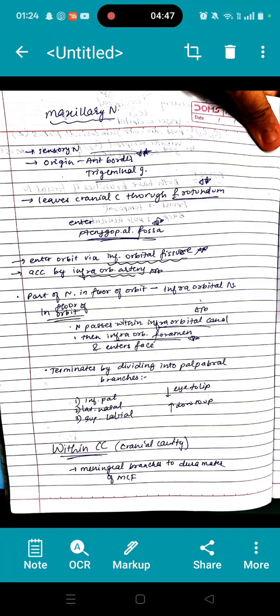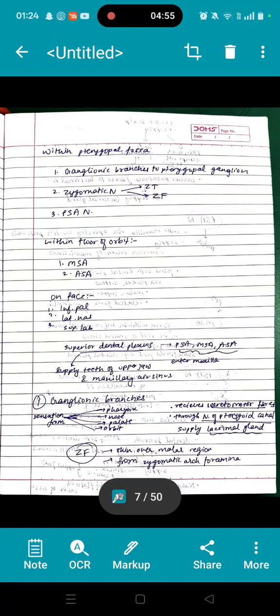Within the cranial cavity, there are meningeal branches to the dura mater of the middle cranial fossa. Within the pterygopalatine fossa, there are ganglionic branches to the pterygopalatine ganglion, the zygomatic nerve, and the PSA. Within the infraorbital canal, there are MSA and ASA, and on the face, the inferior palpebral, lateral nasal, and superior labial branches.